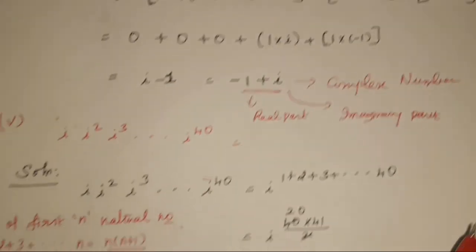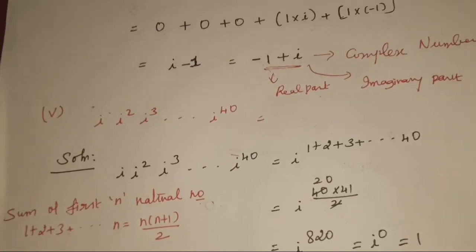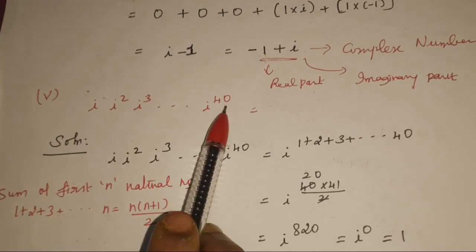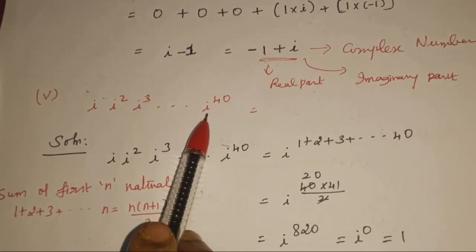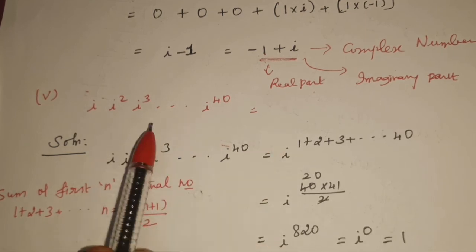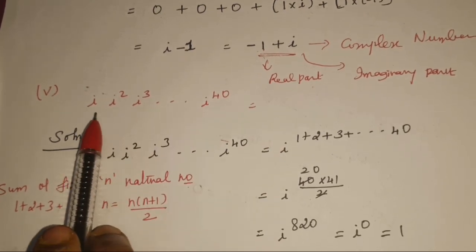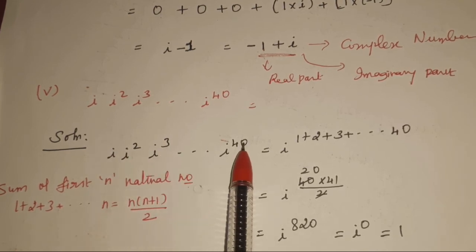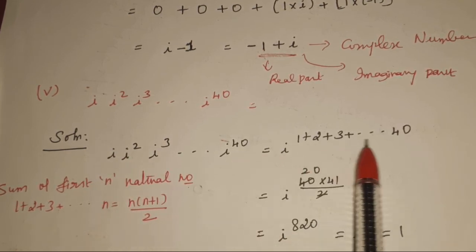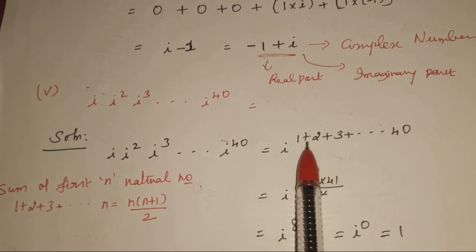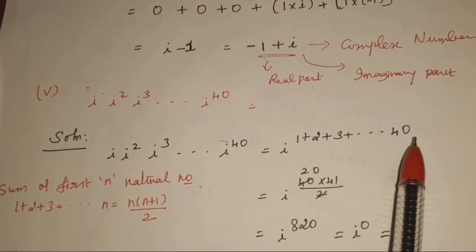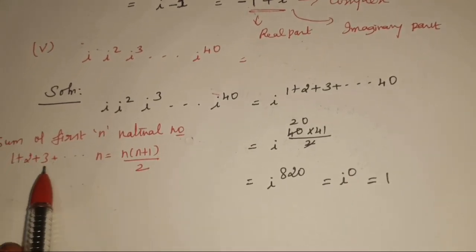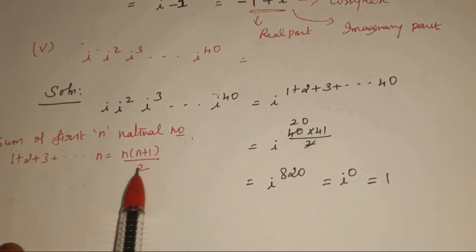I come to the fifth subdivision. What is the fifth subdivision? For example sum 1.21: i, i squared, i cubed, up to i^40. If the base is same, we add the powers, you know that one. So i power 1 plus 2 plus 3 up to 40. This is nothing but the sum of the first n natural numbers, studied in the 10th standard. What is the formula? 1 plus 2 plus 3 and so on is n into n plus 1 by 2.